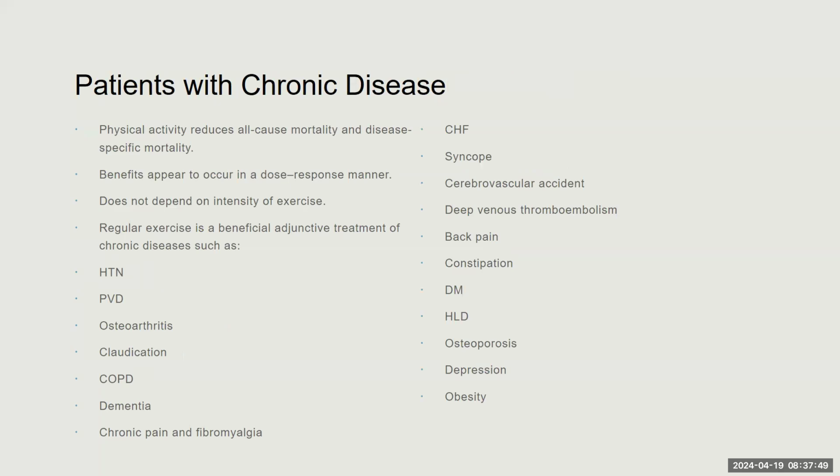So in patients with chronic disease, physical activity does reduce all-cause mortality and disease-specific mortality. These benefits do appear to occur in a dose-response manner and do not depend on the intensity of exercise. Regular exercise is a beneficial adjunctive treatment of chronic diseases, such as everything below. I'm not going to run through everything, but all of our common chronic diseases that we see can benefit from exercise prescription, basically.